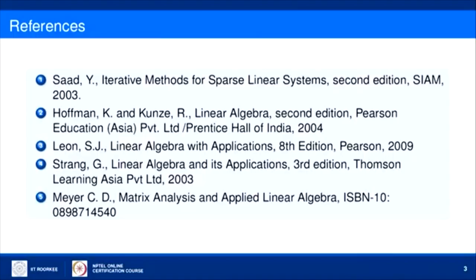So, these are the references for this lecture. And in this lecture, we have seen some properties of steepest descent, and then we have seen the residual norm steepest descent method for the general system Ax equals to b, where the matrix A is not an SPD matrix, meaning a symmetric and positive definite matrix. In the next lecture, we will learn another gradient method called the conjugate gradient method, which has faster convergence when compared to the steepest descent method. So, thank you very much.